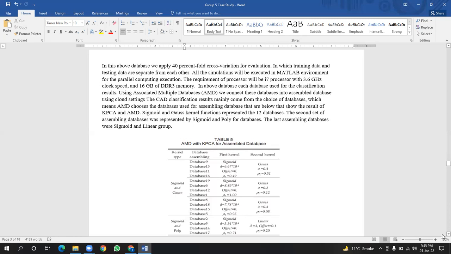To evaluate these results in the above database, each database is used for classification results using the associated multiple databases. We connect the databases into an assembled database using cloud settings. The CAD classifier results mainly come from the chosen database. Cloud colonography helps to calculate the classification accuracy and the true positive rate.